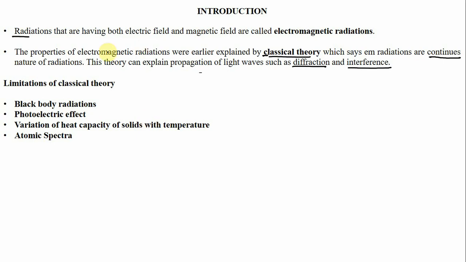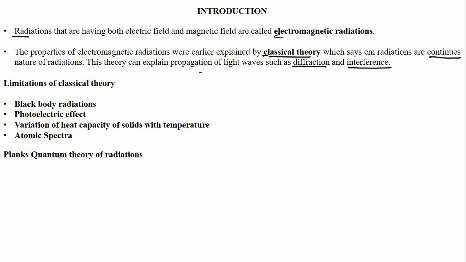So I am repeating all these things. Electromagnetic radiations are those radiations which have both electric field and magnetic field. The very first theory which explained the properties of electromagnetic radiations was classical theory, and this classical theory says these electromagnetic radiations are continuous in nature. That means they are emitted or absorbed in a continuous manner. This classical theory can explain phenomena like diffraction and interference of these radiations, but it is unable to explain black body radiations, the photoelectric effect, variation of heat capacity of solids with temperature, and atomic spectra.